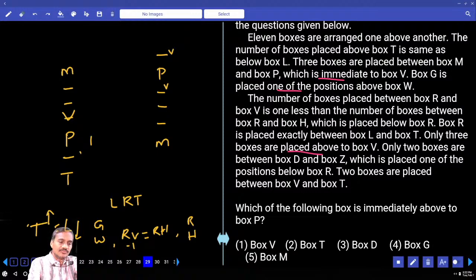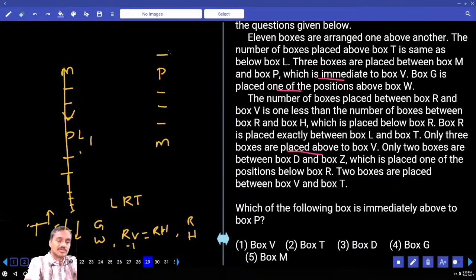Hence taking 1, 2, 3, 4, 5, 6, 7, 8, 9, 10, 11, and 6 boxes below L, 1, 2, 3, 4, 5, 6. P and L must be in the same place, which is not possible. Does that fit or not? And this case is completely ruled out. Now we are left with this case. Now in this case, there are only 3 boxes above this V.